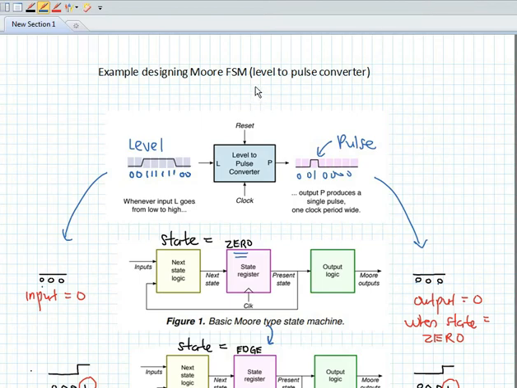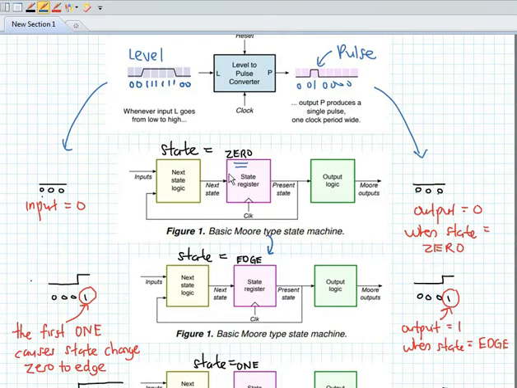So let's try to understand a Moore finite state machine. Let's say we are trying to convert a level signal to a pulse signal. A level signal is basically a long pulse, right? 0 0 1 1 1 1 1 1 0 0. A pulse is only one clock period wide, so 0 0 1 and then 0 0 0. So how would you do this?